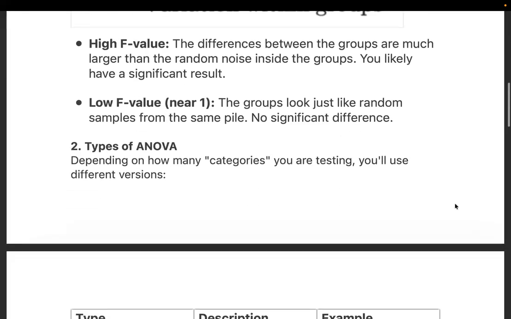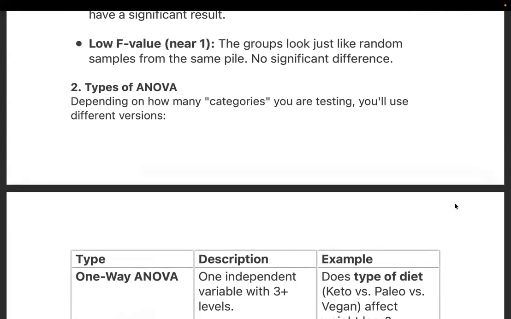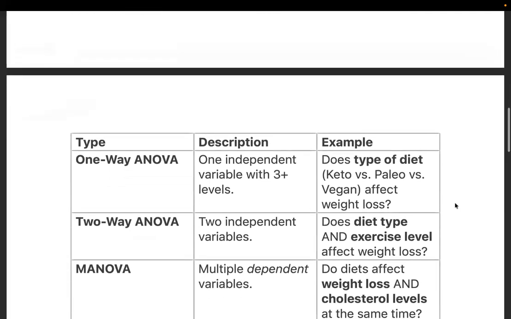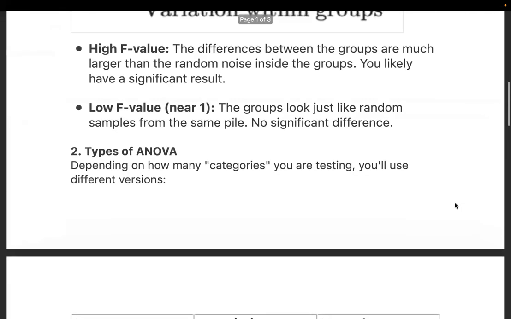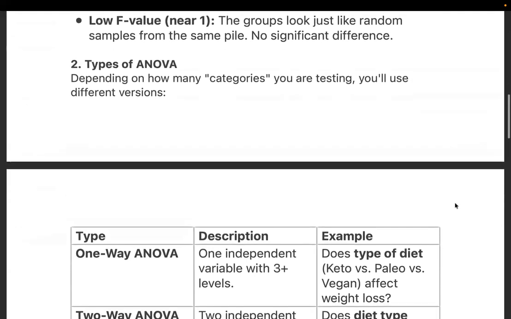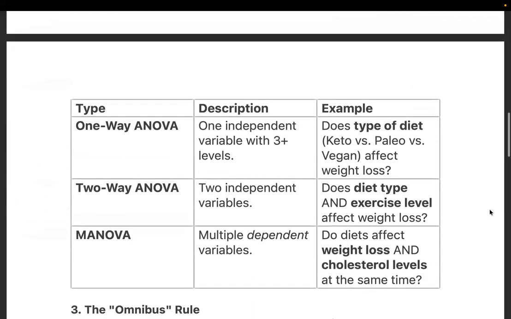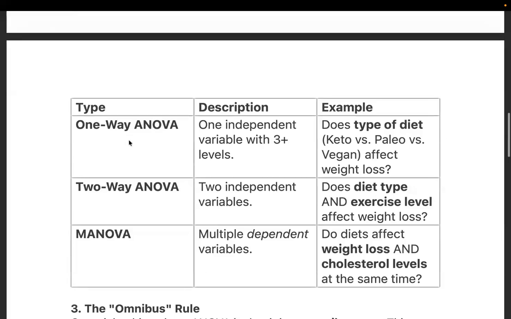Okay, what about types of ANOVA? There are one-way ANOVA, two-way ANOVA, and MANOVA. Depending on how many categories you are testing, you're going to use different versions of ANOVA. One-way ANOVA means there's one independent variable with three plus levels. You have only one independent variable.